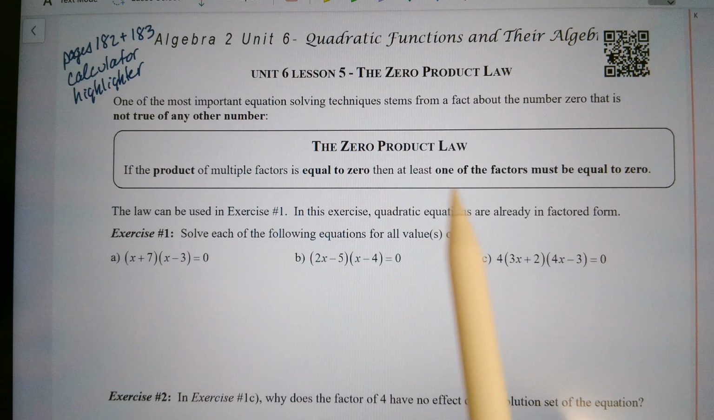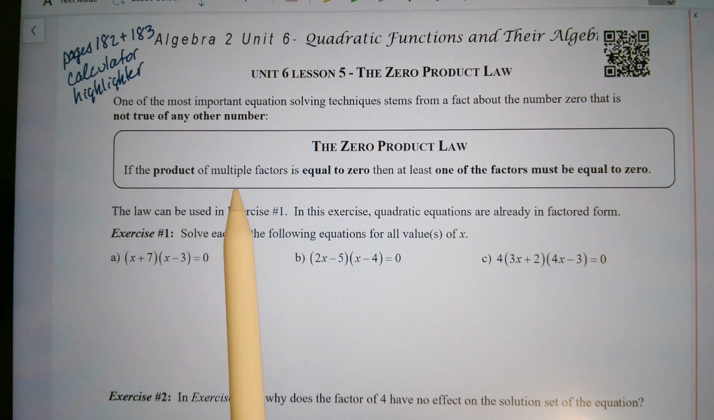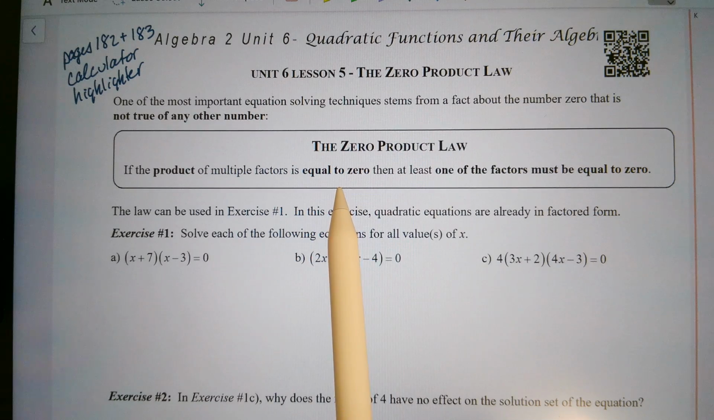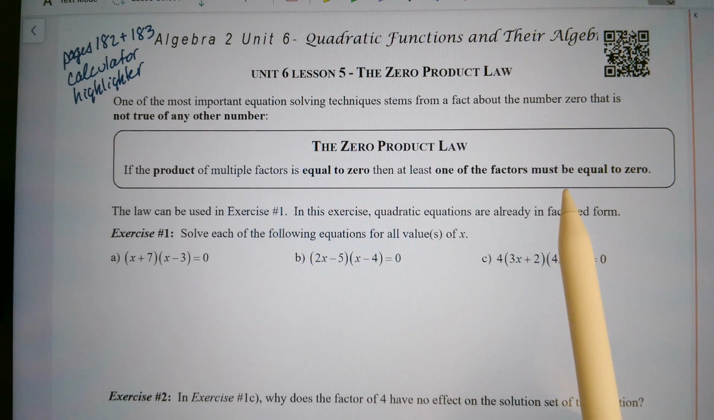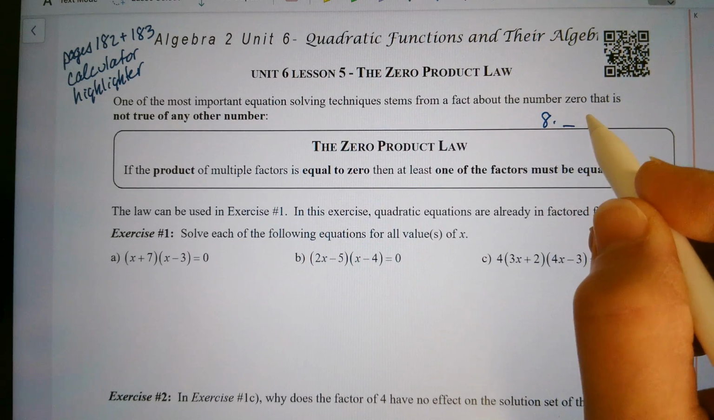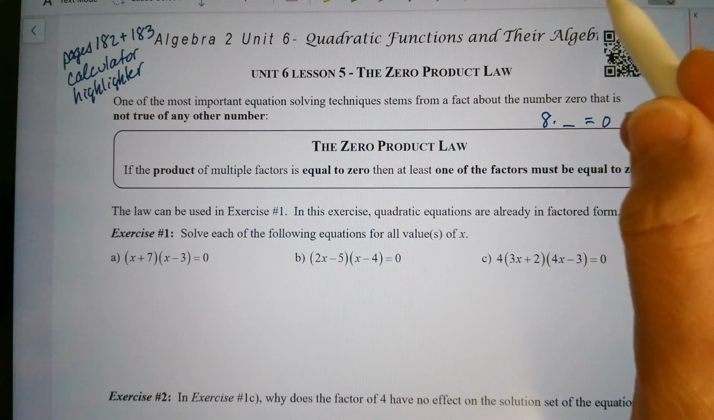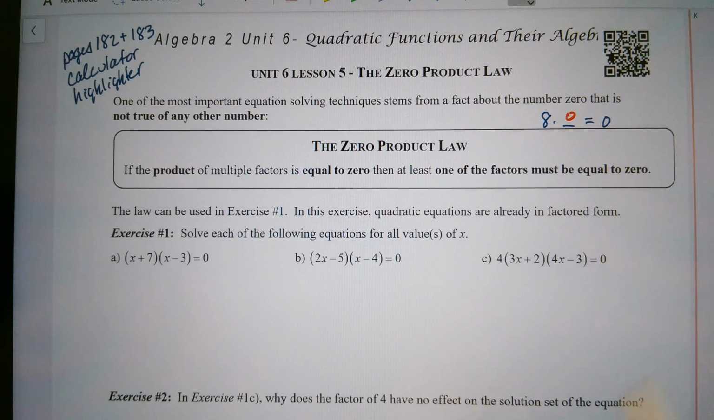Lesson 5, the zero product law is this. If the product of multiple factors is equal to 0, then at least one of the factors must be equal to 0. For example, if I have 8 times something equals 0, then what is that something? Well, it would have to be 0.